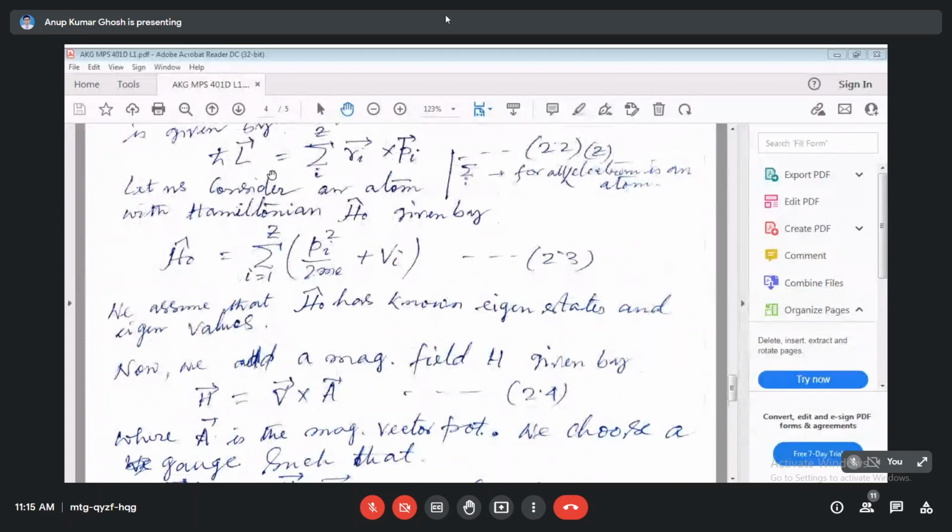I have given you the name of the book. I will follow the book of Stephen Blundell, Oxford University Press, and sometimes maybe a little bit from Kittel. Most of the things I will follow from Stephen Blundell.